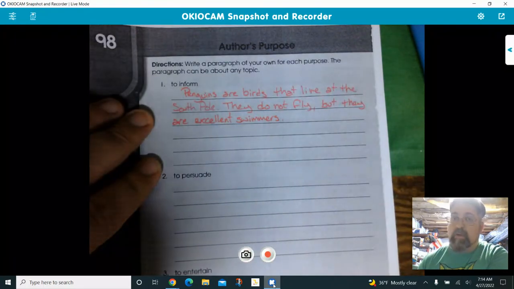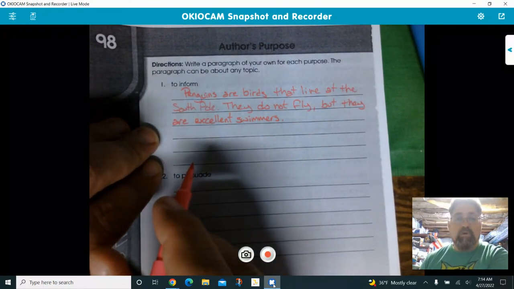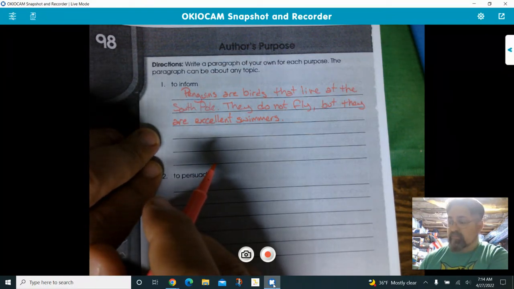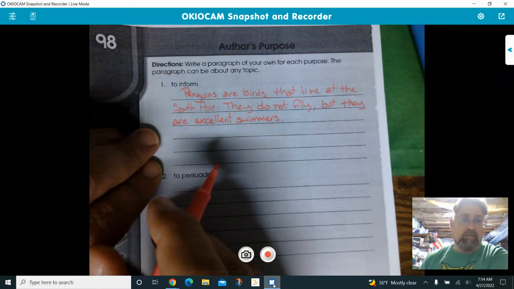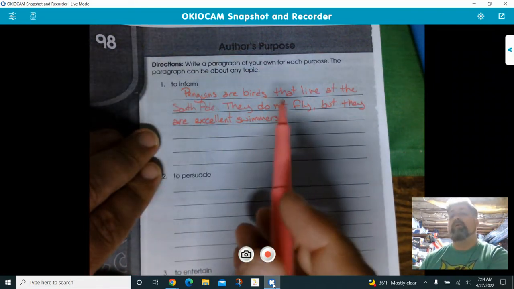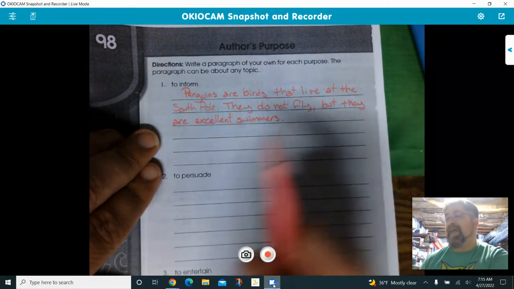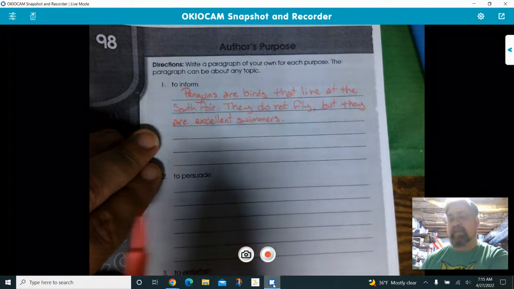Again, you're making up your own paragraph, telling me about something that you like. You could tell me about cars. You could tell me about stagecoaches. You could tell me about Billy the Kid or Donald Trump. I don't care. You're going to write a paragraph informing me about something that you know about and giving me facts, not made up stories, facts.